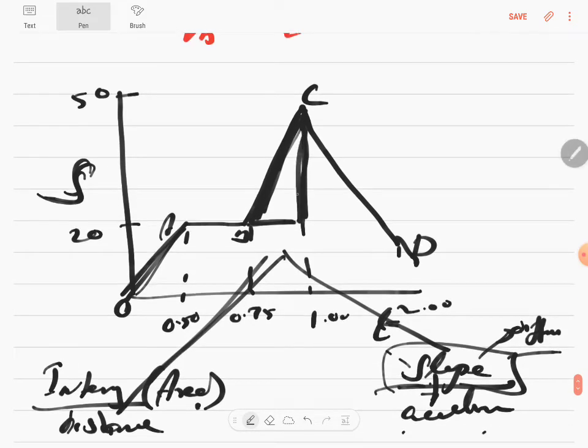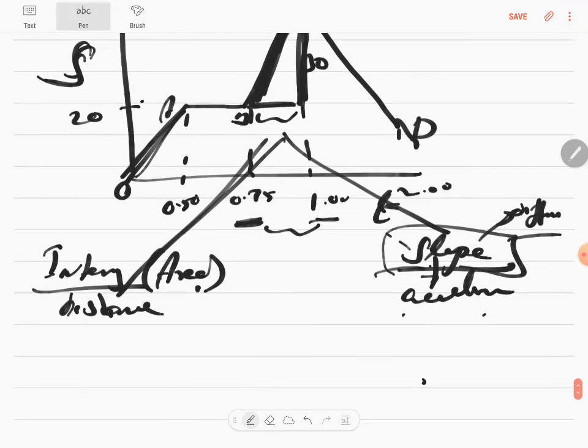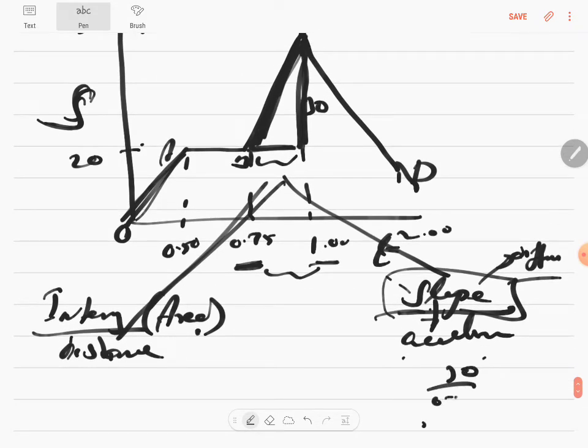What is the opposite? 50 minus 20 is 30. What is the adjacent? 1 minus 0.5, which is 0.25 Wait, so you do 30 by 0.25, and you will get the acceleration. Correct? Your problem is sorted?